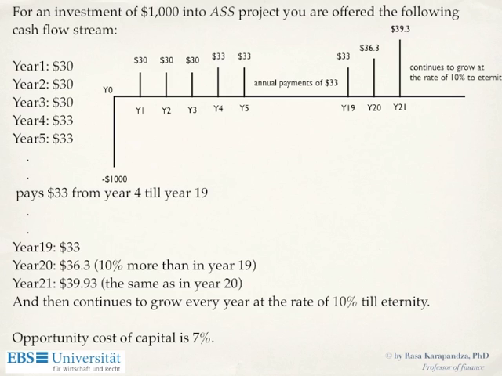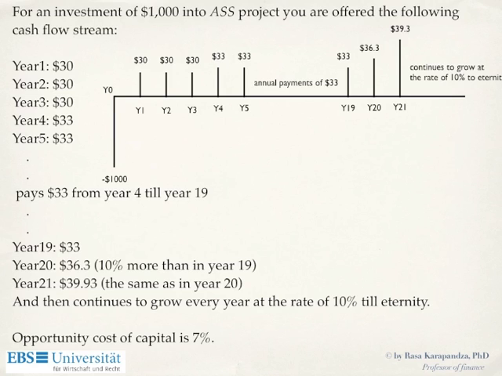So I give you the following cash flow stream. This is just a normal cash flow stream. Today you invest $1,000. In year 1 you get back $30. In year 2 you get $30. In year 3 you get $30. In year 4 you get $33. And then every year until year 19 you get $33. And then later until eternity you get 10% more.